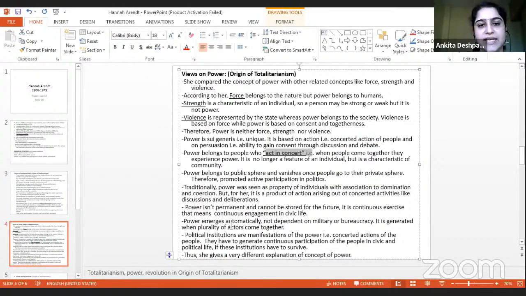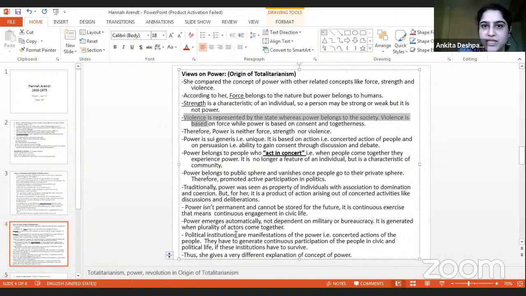All right. So she says power emerges automatically. The moment all of us come together, power. The moment we disperse, power is over. All right. So power is not dependent on military or bureaucracy, because then that will be violence, not power. Power is we the people, you and me. Political institutions are manifestations of power. All right. Therefore, concerted actions. Concerted means together. Cooperative actions, cohesive actions of the people are what creates political institutions. So simplistically meaning, why is Indian Parliament powerful according to Hannah Arendt? Because 550 members sitting in Lok Sabha are coming together. So they are acting in concert. So there is power.